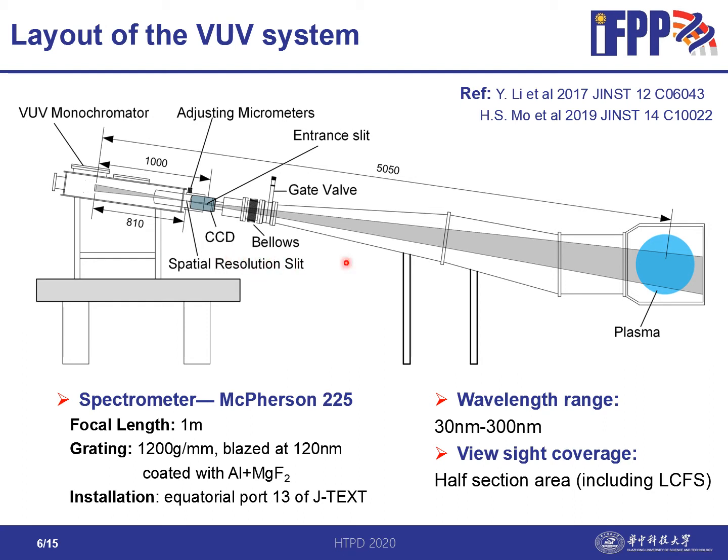A horizontal slit located between the entrance slit and the grating is used for spatial resolution. The central line of sight tilts up to 8 degrees relative to the horizontal plane, achieving the radial coverage of half plasma cross-section, including the last closed flux surface. In the previous system, a back-illuminated charge-coupled device was chosen as the detector.